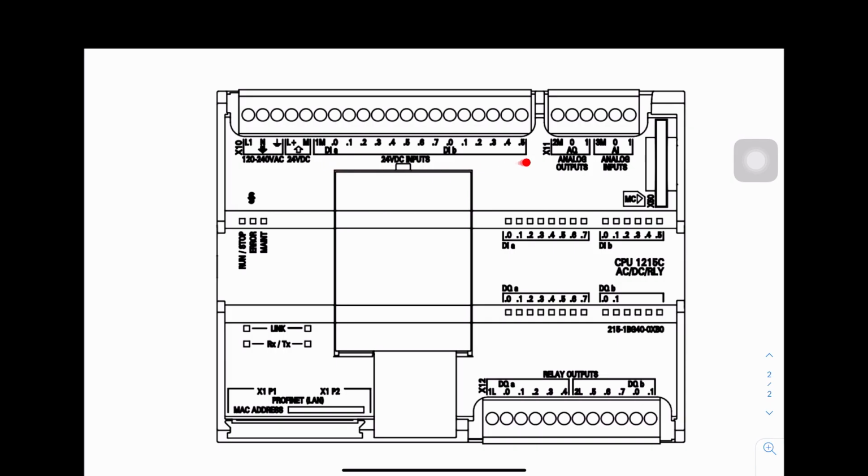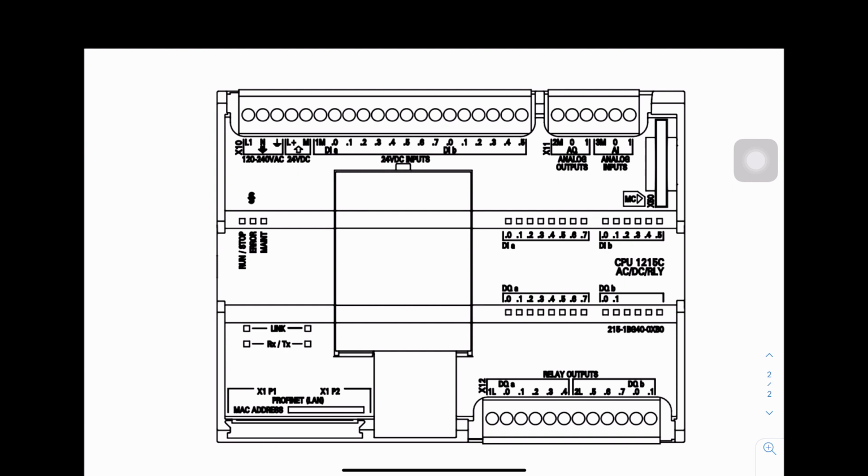Take a look at the digital input. For digital input, we can connect switches or digital sensors. For the digital input channel, take note that it only works for 24 volt DC input, meaning to say we can connect a 24 volt switch to the input bits, or we can connect a 24 volt discrete type sensor to the digital input channel.